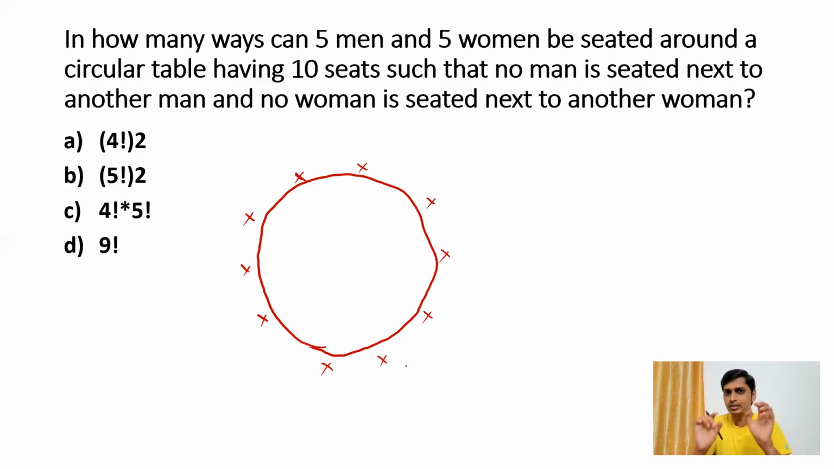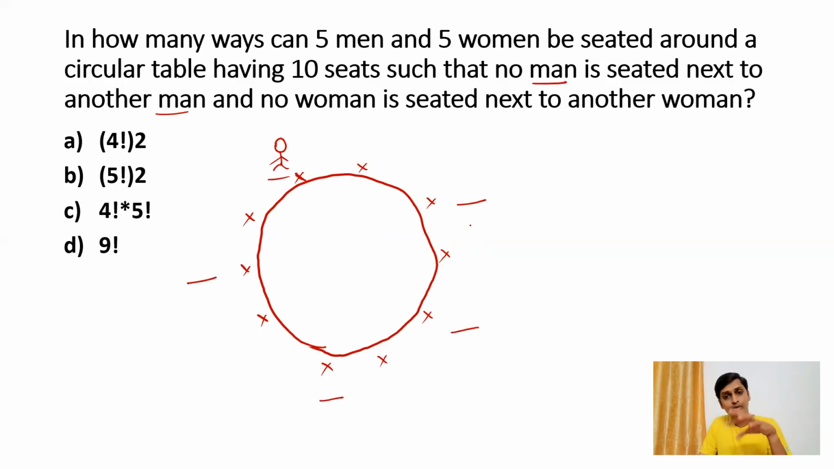Now first I try to fix all the 5 men. It is your wish, you can fix men or women. So first I try to fix men. So the first man will sit in only one way. Right. So after fixing the first man, how many seats do we have? Definitely men and women have to sit in alternate seats because men should not sit with another man. So these men have to occupy these alternate seats only.